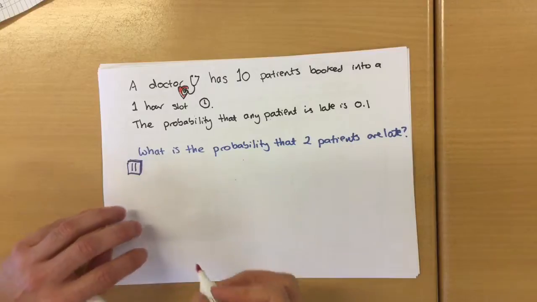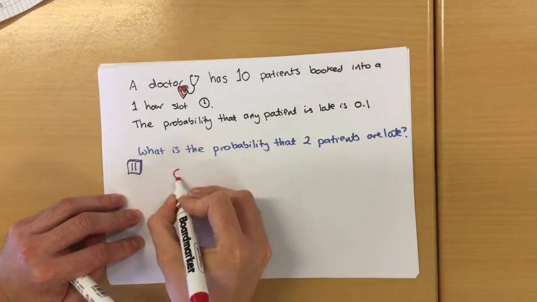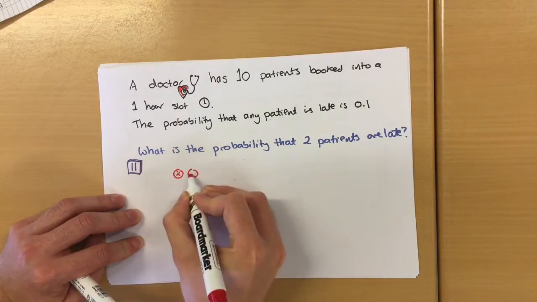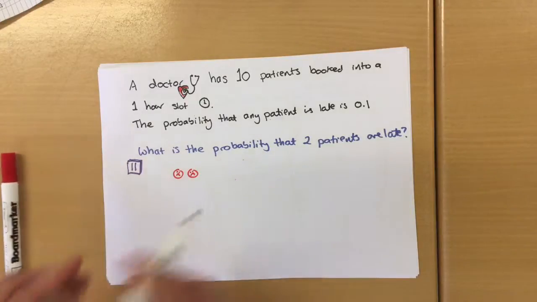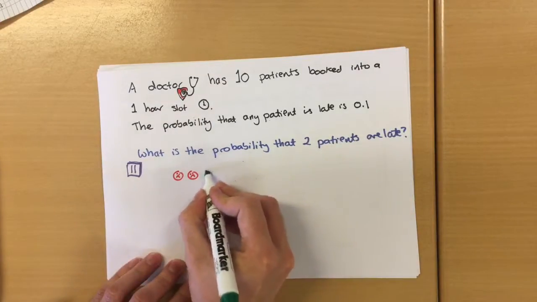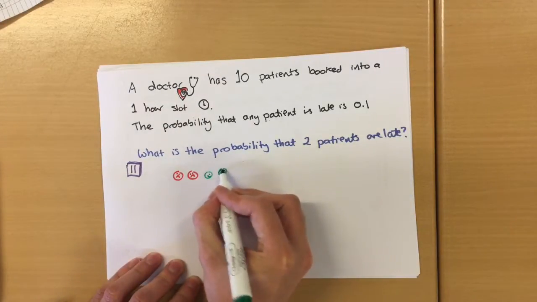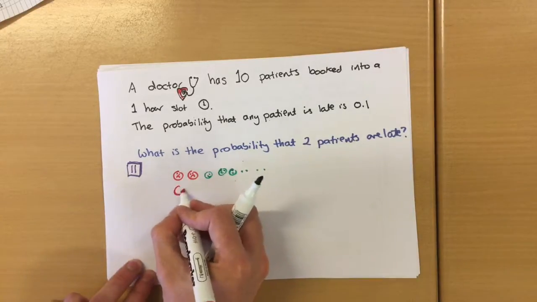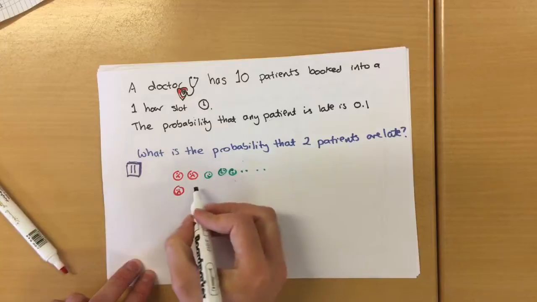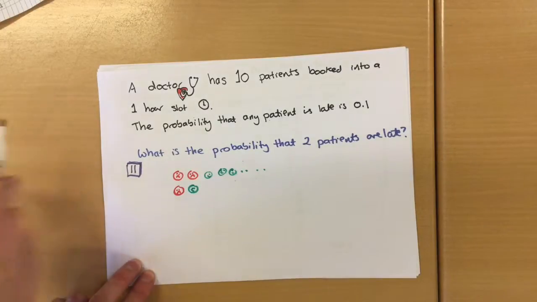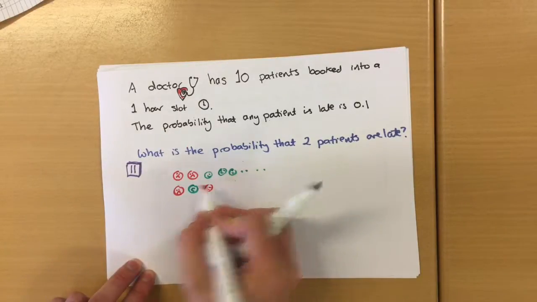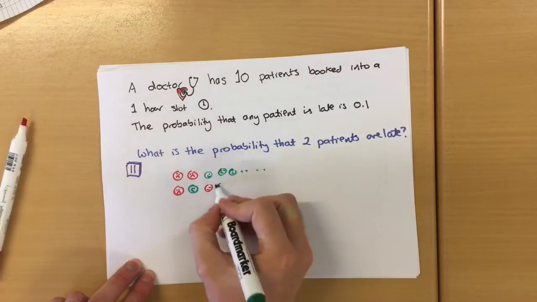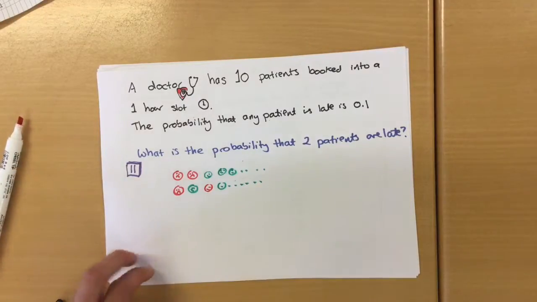So let's think about this. Obviously there are many combinations of patients being late. It could be that the first 2 are late and then the other 8 are all on time, etc. Or you might have just the first one late, next one's on time, then another one's late, and so on up to the full 10 patients.